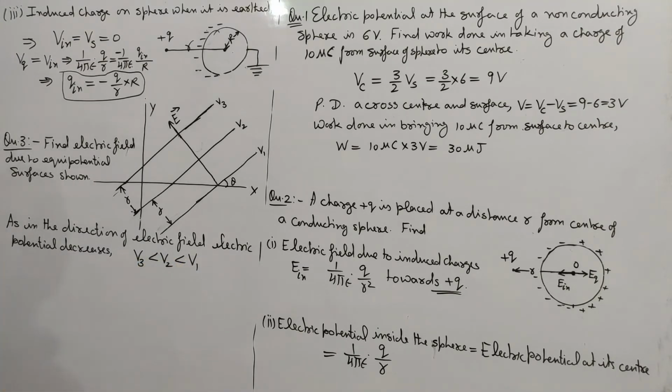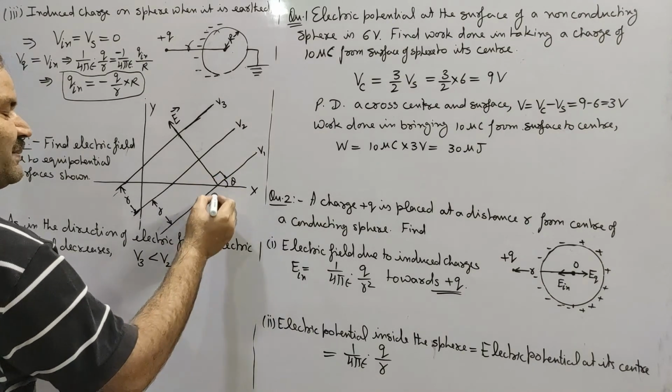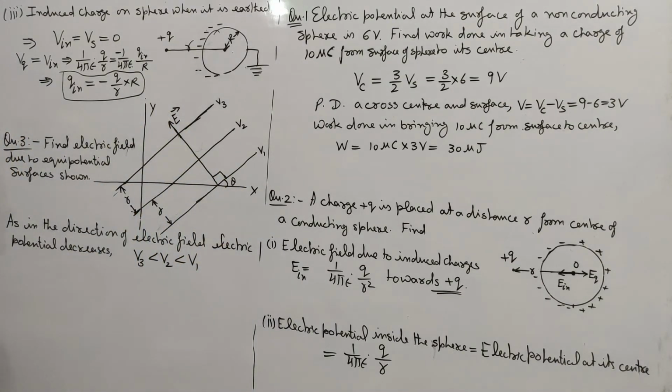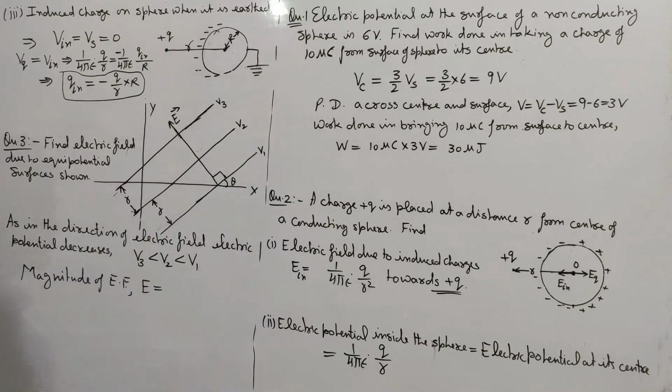We want to find out electric field due to these equipotential surfaces. Electric field due to equipotential surfaces is always perpendicular to equipotential surfaces. So the direction of electric field will be perpendicular to equipotential surfaces. Now what about the magnitude of electric field? The magnitude of electric field E will be potential difference divided by distance perpendicular to equipotential surfaces.